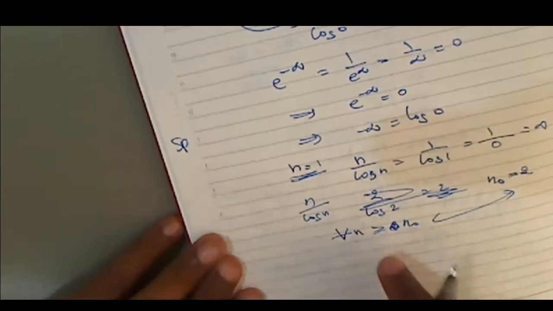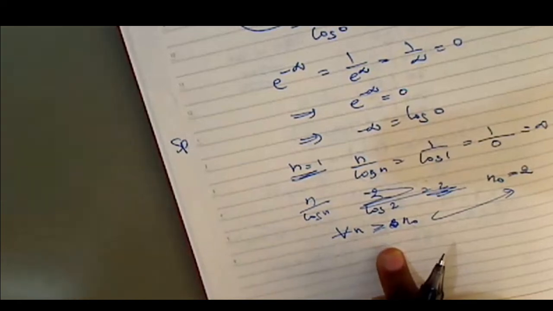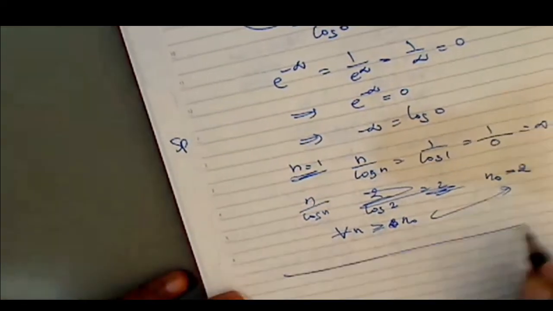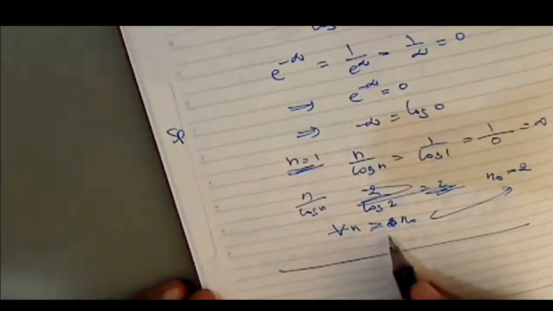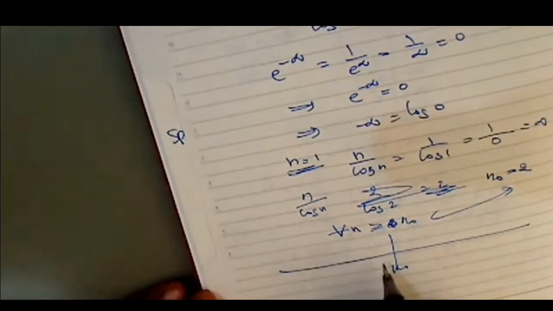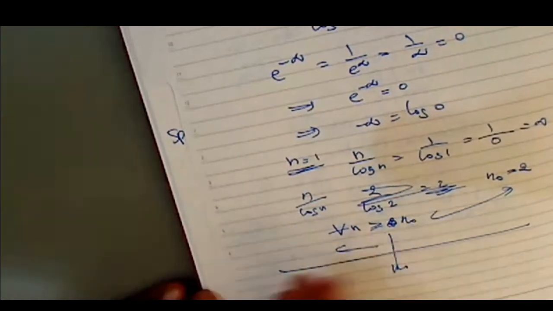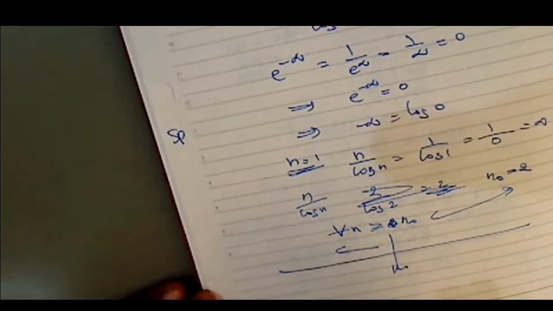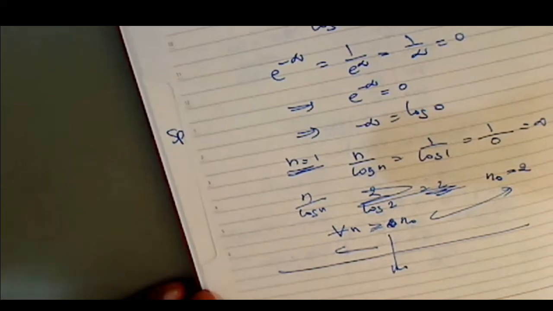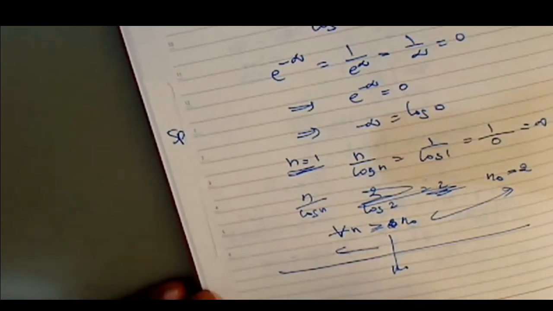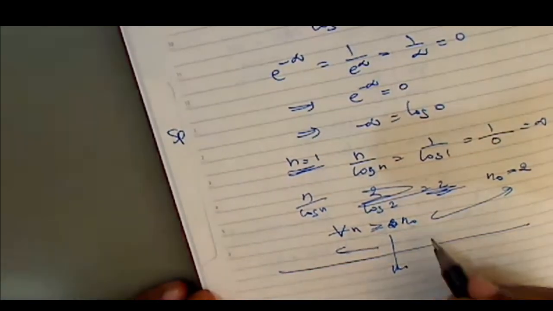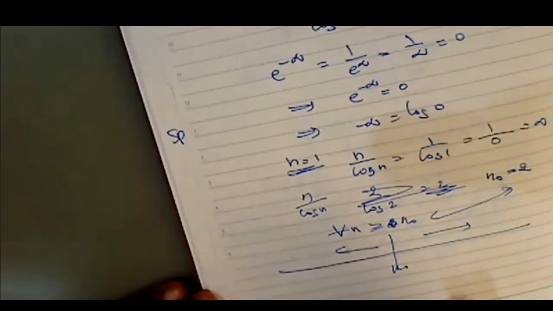That's why this factor is very, very important. If you take a line corresponding to the natural numbers, and this is n naught, the values which are less than n naught may or may not hold good. We are not bothered about that. But if you are able to find the value of n naught, then from n naught onwards the inequality holds good. Then we can say that it is order of, or big O of, that complexity.